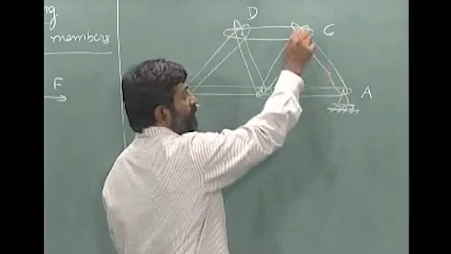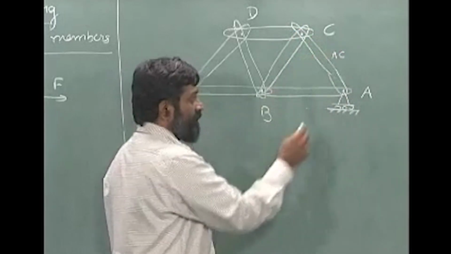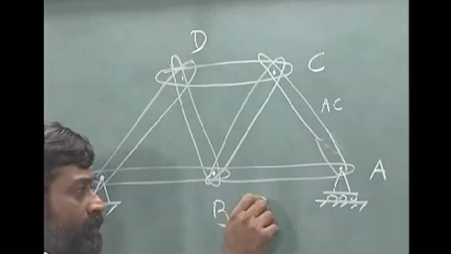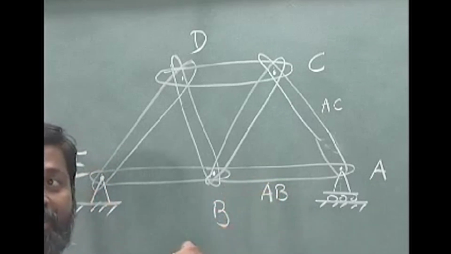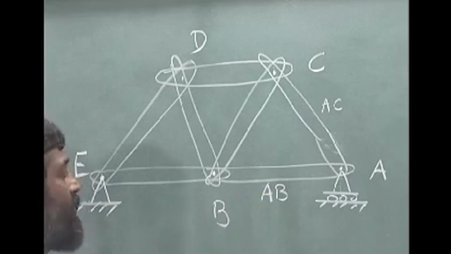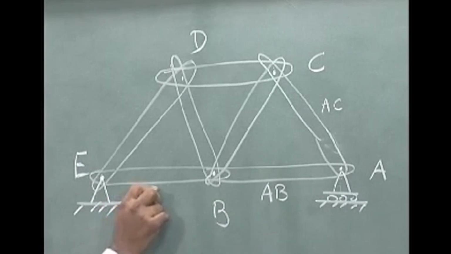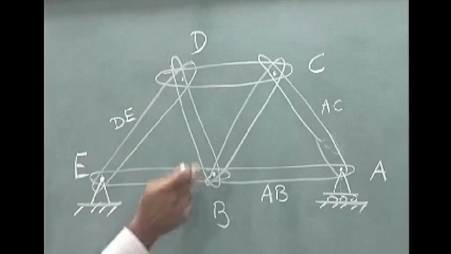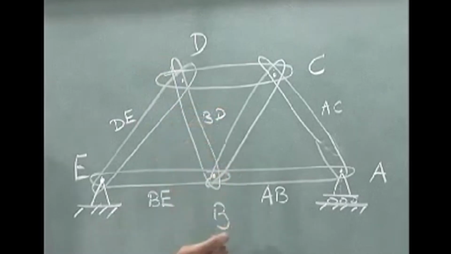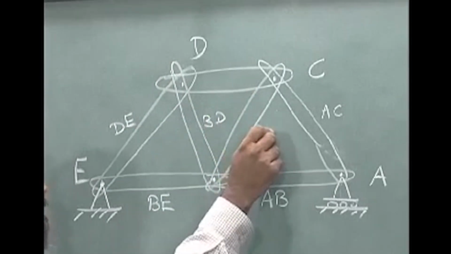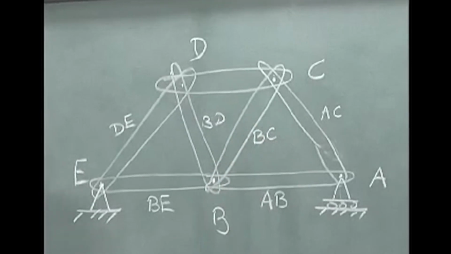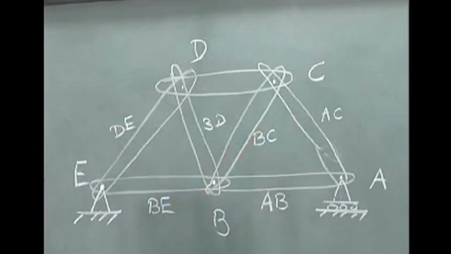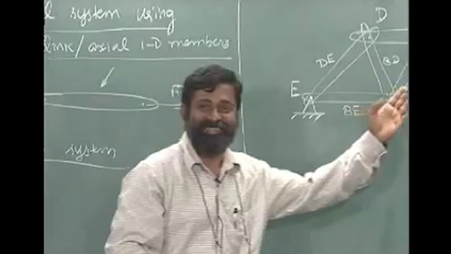For example, this member can be called as AC, this member can be called as AB or BA. What we will do is we will make sure that we go alphabetically one after the other. So, I will call this as AB. How about this? It is BE, DE, BD and BC. Well, if you had joined these two, you would have had AD as well as BC. Now we have BC at least.